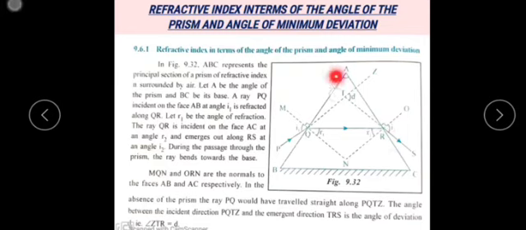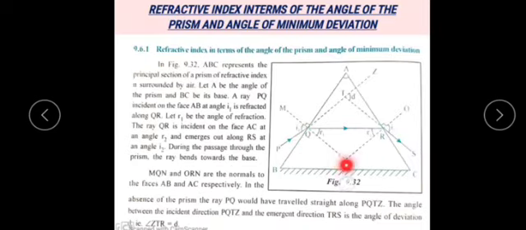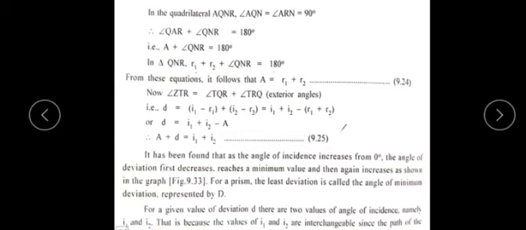Angle QAR is nothing but the angle of prism, A. So A plus angle QNR is equal to 180 degrees. Then in the triangle QNR, the sum of the internal angles is R1 plus R2 plus angle QNR equal to 180 degrees.